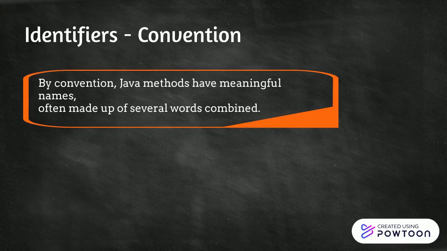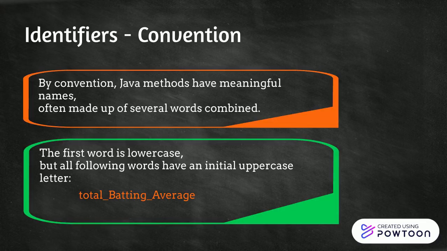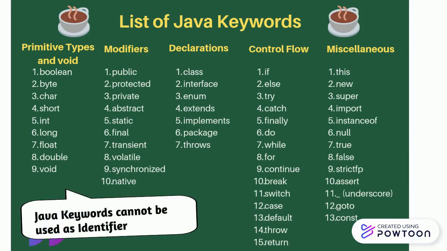By convention, Java methods have meaningful names. Often they are made of several words combined. The first word is lowercase, but all following words have an initial uppercase letter. Remember that any of the Java keywords cannot be used as an identifier.